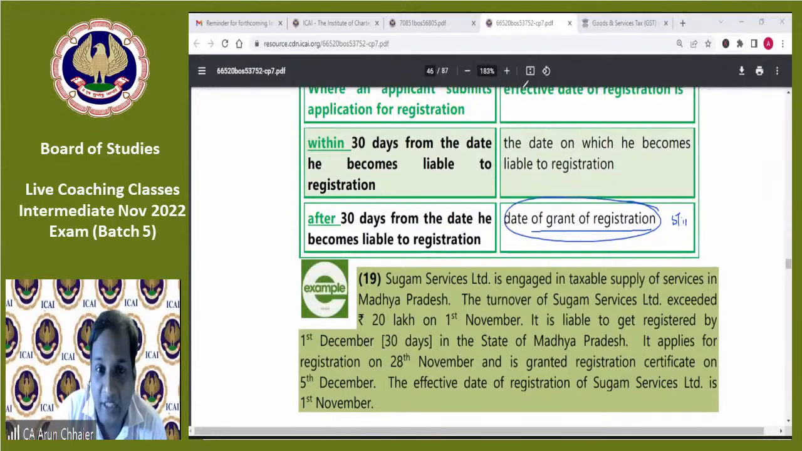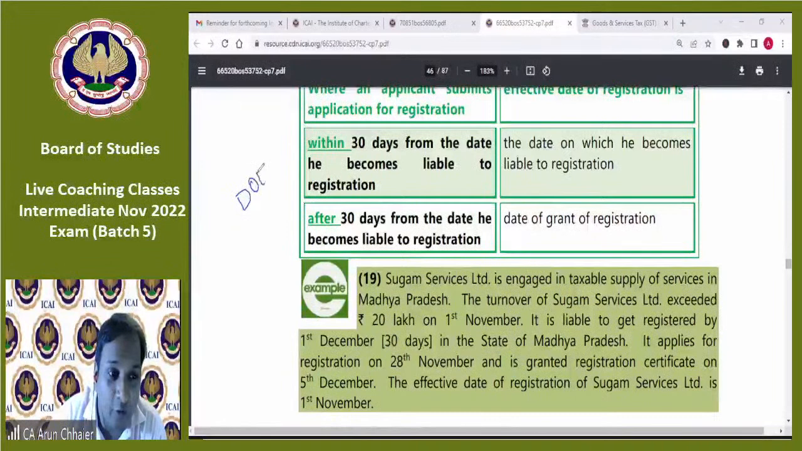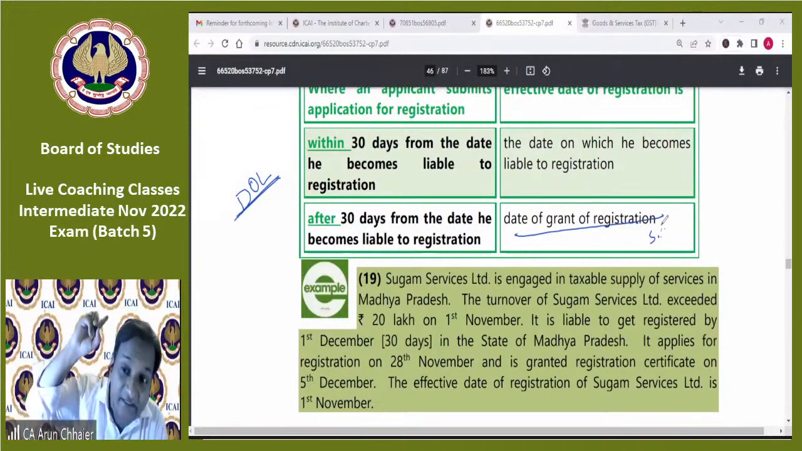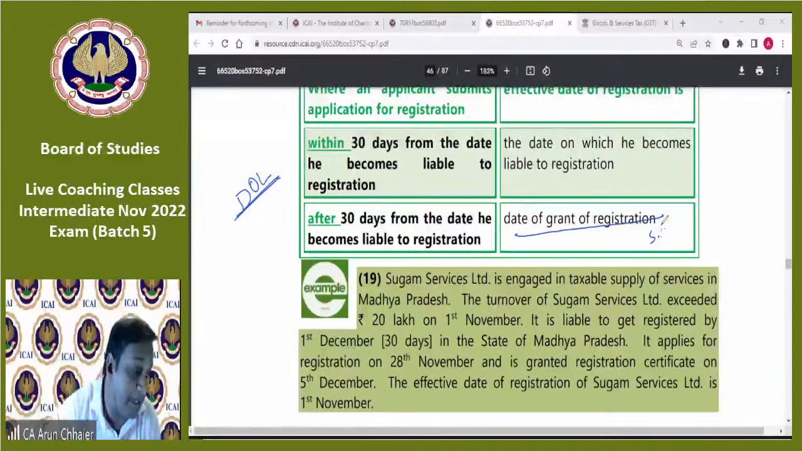Ayush, please always remember, date of liability would remain same. The date of the liability would remain same. It cannot be said that in the second case, Sweta Infotech is making the application after 30 days. So effective date is the date of the grant of the certificate. That is 5th November. But he has to pay the tax for all the supplies on or after date of the liability.